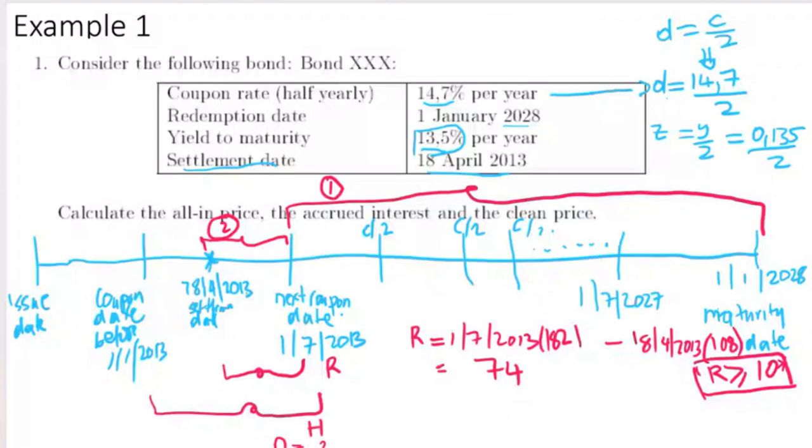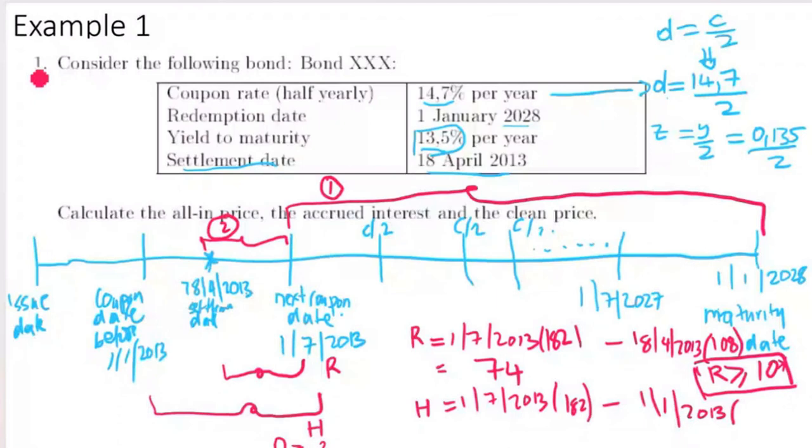Okay, and then you also need your H. Your H is equal to 1st of 7 2013. We've already calculated it to be 182, minus the coupon before the settlement, which was 1 1 2013. Okay, so if you go to your table, 1st of January is just equal to 1. So this is going to be equal to 1. So you've got 182 minus 1, which is going to be equal to 181. We don't need to multiply by 365 because we are working within the same year. There are instances whereby you need to multiply by 365 if the years are different.